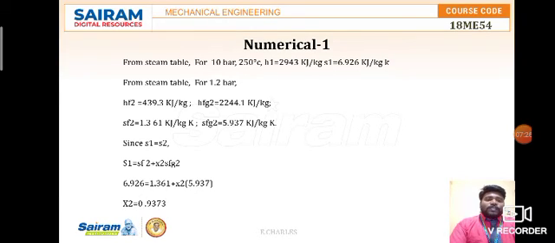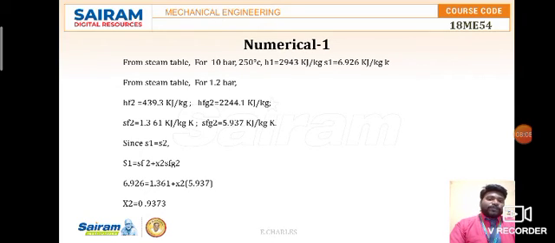Now you need to go for the 1.2 bar, the same way, taking dry saturated steam. There are different tables: the first one is for superheated steam, and the next one is for dry saturated steam. So for dry saturated, P is equal to 1.2 bar, and we take the values of HF2, that is HF2 is equal to 439.3 kilojoules per kg, and HFG2 is 2244.1 kilojoules per kg. For the corresponding entropies, SF2 is equal to 1.361 kilojoules per kg Kelvin, and SFG2 is 5.937 kilojoules per kg Kelvin.